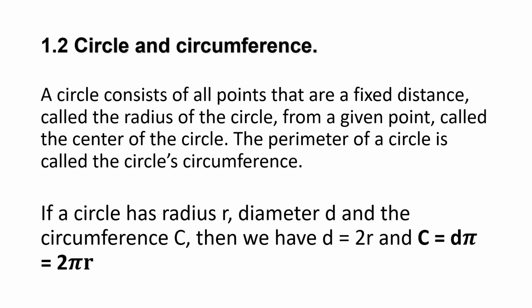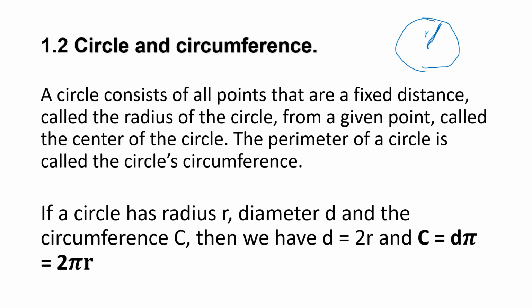Next, we want to talk about the perimeter of a circle, which is called circumference. As we all know, the distance from any point on the circle to the center of the circle is called the radius, and this radius is identical for every point on the circle. The perimeter of the circle is called the circumference.